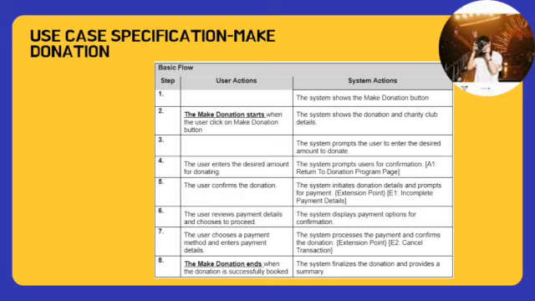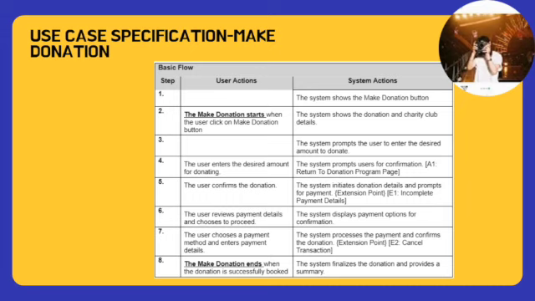We'll add here we have an alternative one which is return to the donation program page. And then after the confirmation, the user confirms the donation. The system initiates the donation details and prompts for the payment. We have an extension point, extension 1, which is incomplete payment details. And then with step 6, we have the user review payment details and choose to proceed.